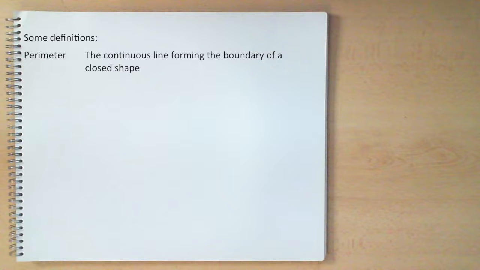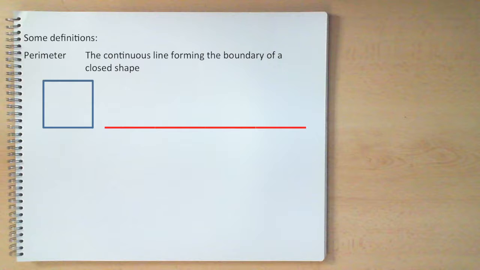What does this actually mean? Let's consider a simple shape like a square or a rectangle. The red line round the outside there is the perimeter, and if we take that red line off and lay it out straight in a straight line and then measure the length of that straight line, that's the perimeter of the shape. So if you think about this maybe as a piece of string that you could wrap around a shape, the length of that piece of string is the perimeter of that shape.